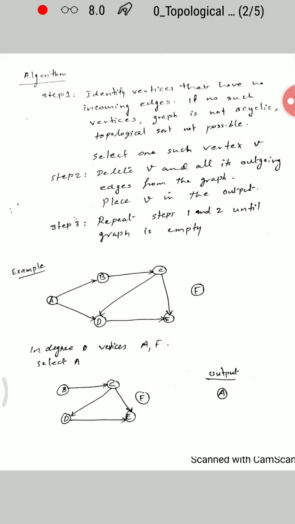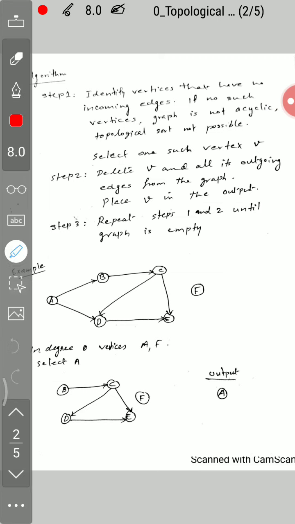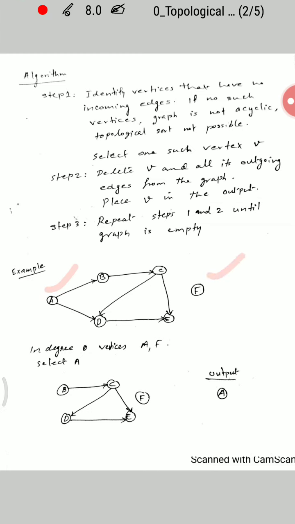Let us see an example. On this graph, vertices A and F have in degree equal to 0. Let us select A. Then what you have to do? Remove A and its outgoing edges. You will get a new graph, output A.